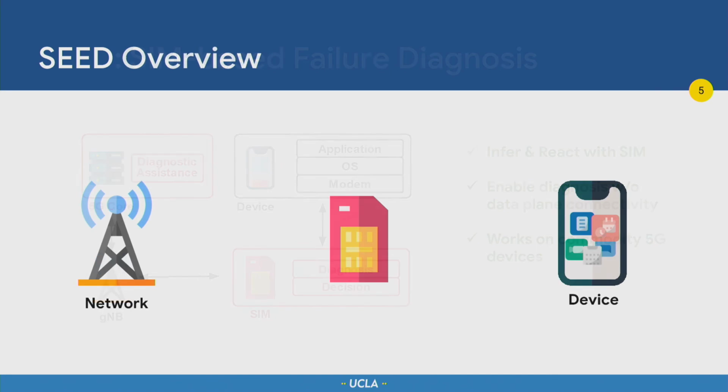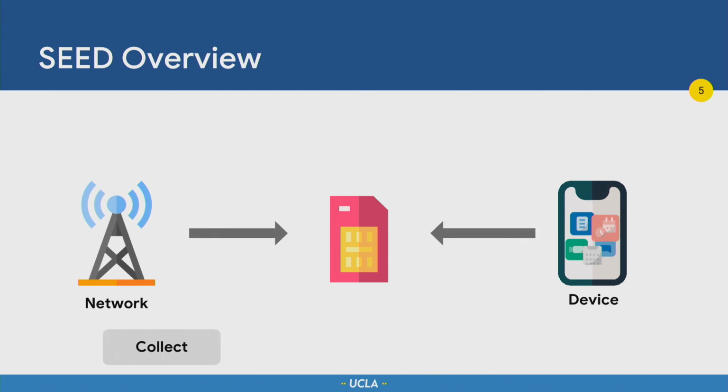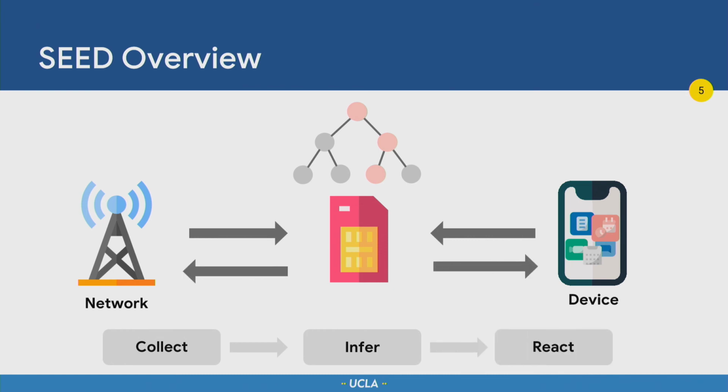Let's first see the overview of SEED and how it proceeds with failure diagnosis. First, when failure happens, it will collect information from both the infrastructure side and the device side. Then it will perform the diagnosis with the collected information and find out the root cause of the failure. And with these diagnosis results, we will trigger the corresponding reactions on the infrastructure side or the device side.